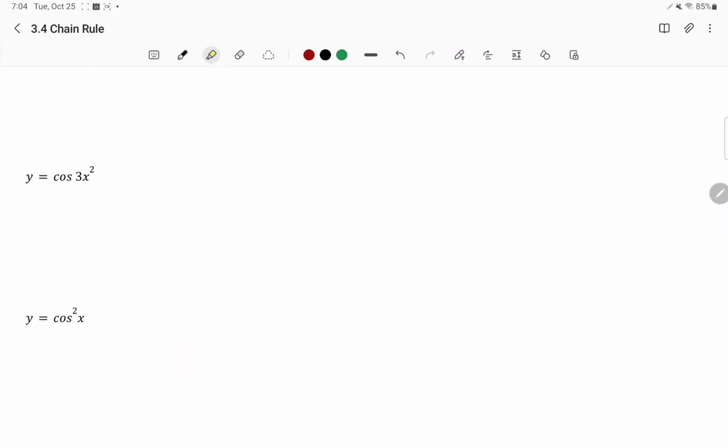Go ahead and try these next 2 on your own. Y equals cosine 3x squared and y equals cosine squared x. So in this one, it's the cosine function being squared, not your x, not the inside function. It is the outside function that's being squared. So if you need to rewrite that so that makes a little more sense to you, go ahead and do that. But pause the video, try these on your own, and then come back and see how you did.